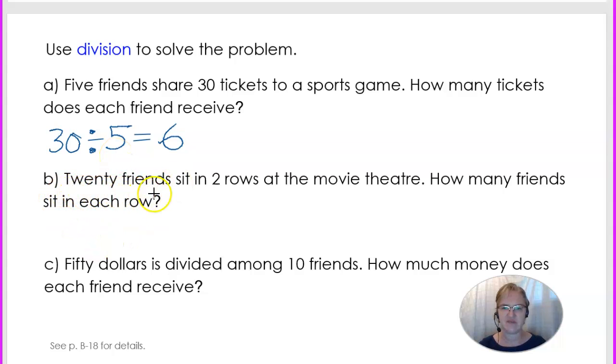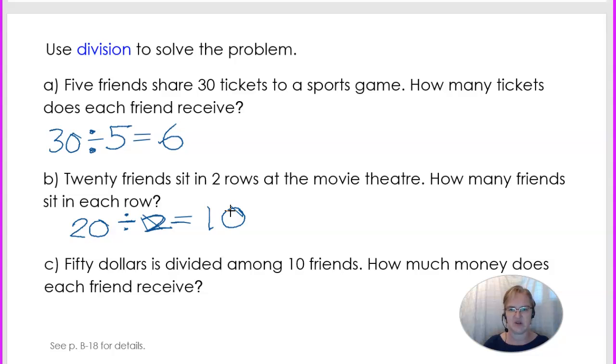In B, we have 20 friends who sit in 2 rows at the movie theater. How many friends sit in each row? 20 friends divided among 2 rows. And again, we can count it up. 2, 4, 6, 8, 10, 12, 14, 16, 18, 20. We used all 10 fingers, so we know that 20 divided by 2 will be 10.